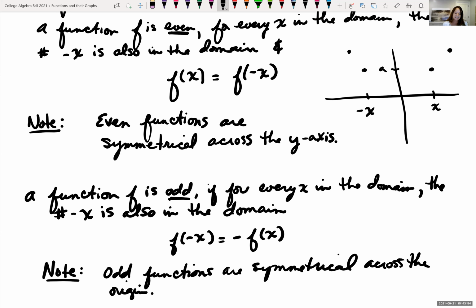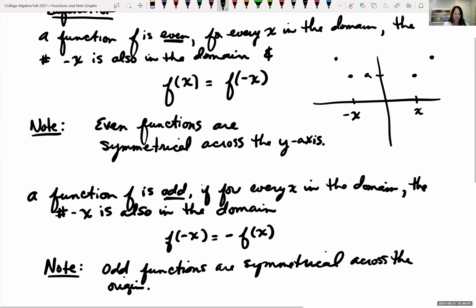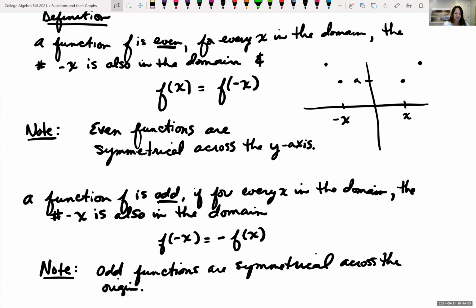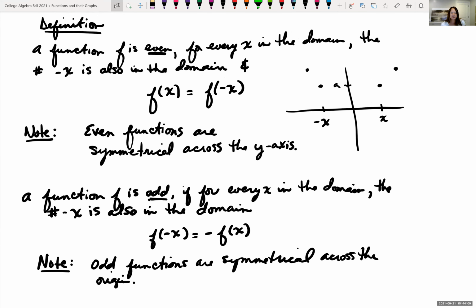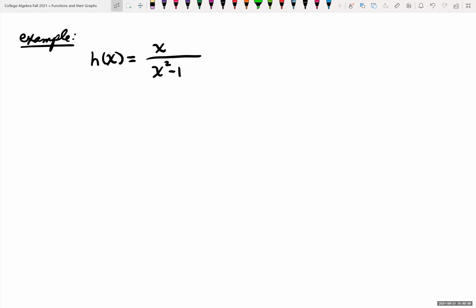Okay, so we can test to see if a function is even or odd. If none of those conditions hold for either being even or odd, then we would say it's neither even or odd. So let's pull up an example. In this example, we have h of x equals x all over x squared minus 1, and the directions ask us to determine if h of x, this function, is even, odd, or neither.